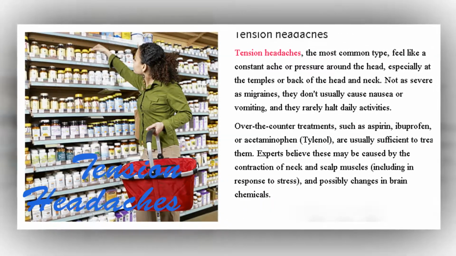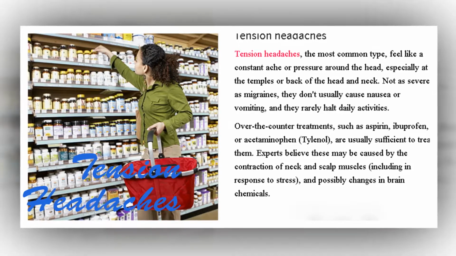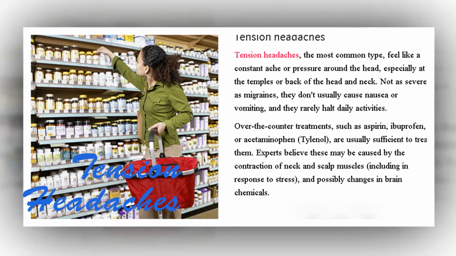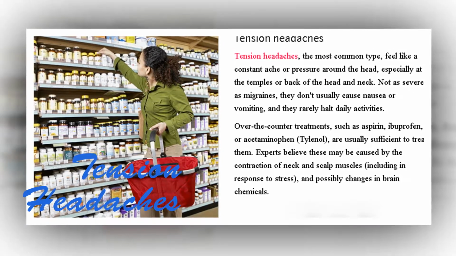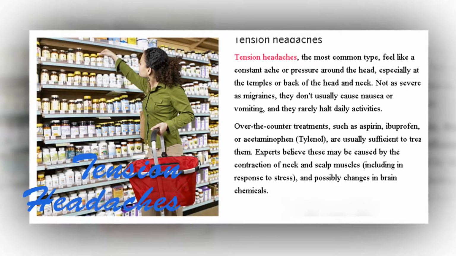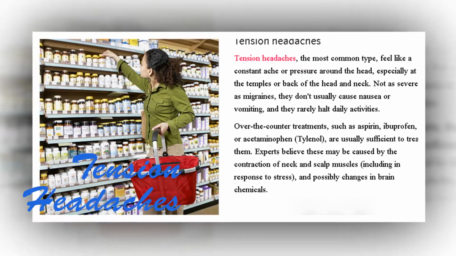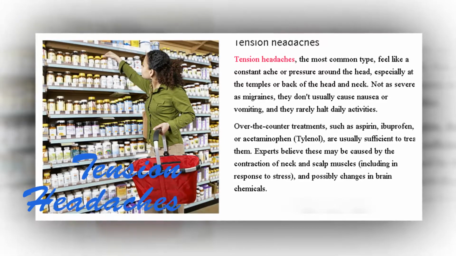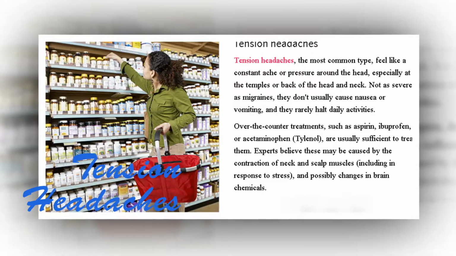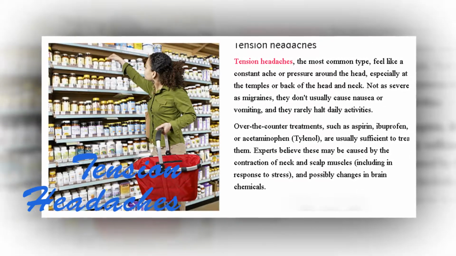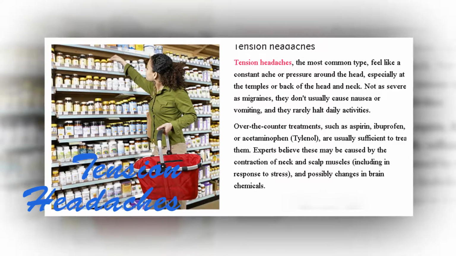Tension headaches. Tension headaches, the most common type, feel like a constant ache or pressure around the head, especially at the temples or back of the head and neck. Not as severe as migraines, they don't usually cause nausea or vomiting, and they rarely halt daily activities.